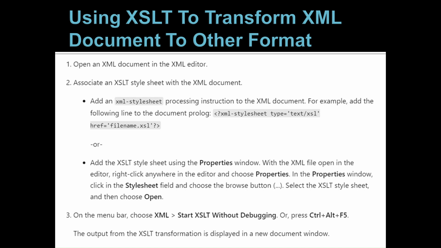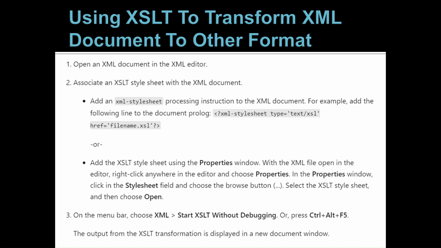So the main steps involved in this process are: open an XML document in the XML editor, and associate an XSLT style sheet with the XML document. So obviously you will be having an XML document, which you will have to open in an XML editor. And now you will have to associate this XML document particularly with this XSLT style sheet. So now let us understand the other steps involved in this process.